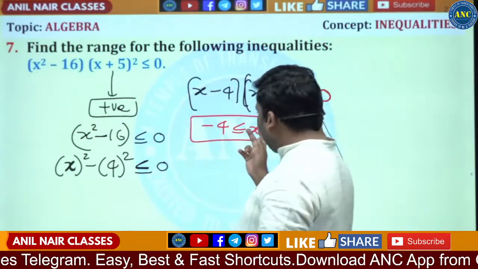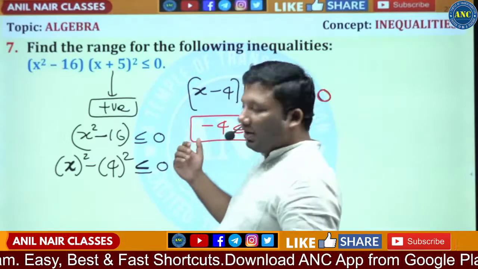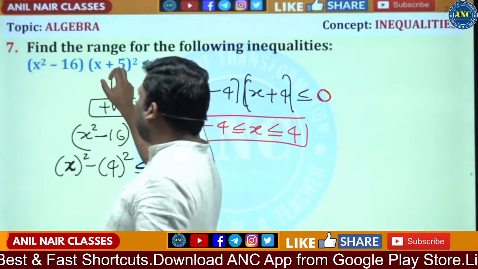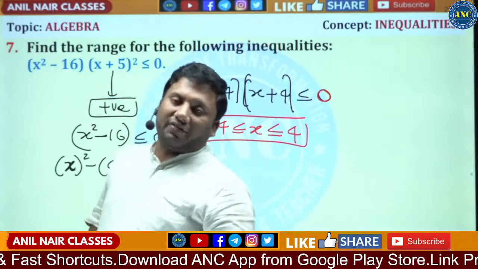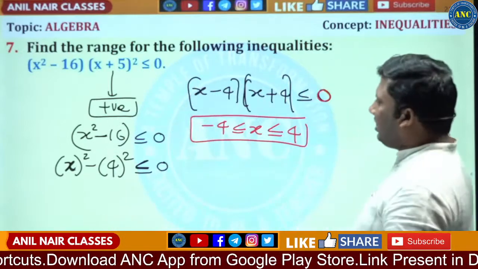Plus 4. Let me take another value, 0. Minus 4 to 4, 0 will come. So here it is minus 16 into 25. Minus 16 into 25 is minus 400. Minus 400 is always less than 0.